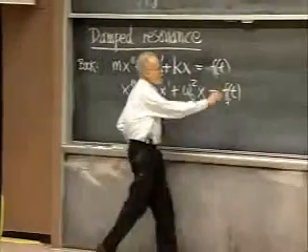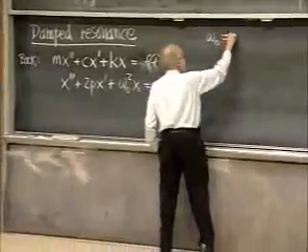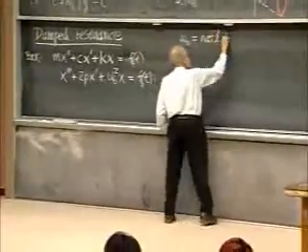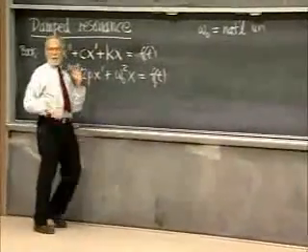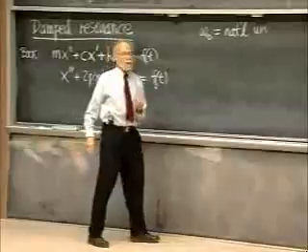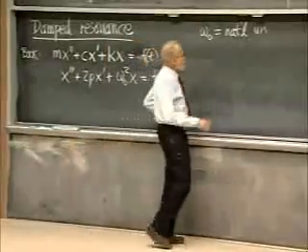So omega naught is the natural frequency, the natural undamped frequency. If this term were not there, that omega naught would give the frequency with which the system would like to vibrate by itself, the little spring.